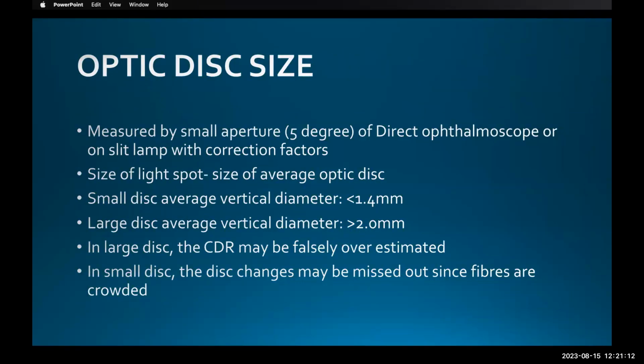If the average vertical diameter is less than 1.4 millimeter, the disc is determined to be small. If it is more than 2 millimeter, it is a large disc, and the CDR may be falsely overestimated. In a smaller disc, changes may be missed because they are not seen due to overcrowding of the vessels.